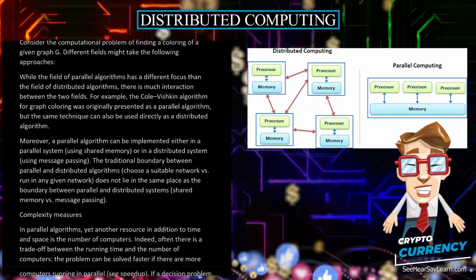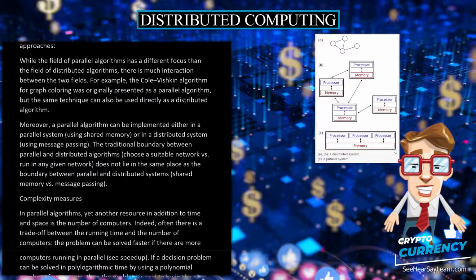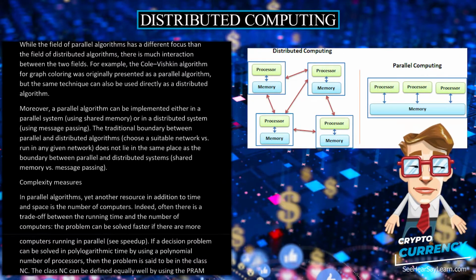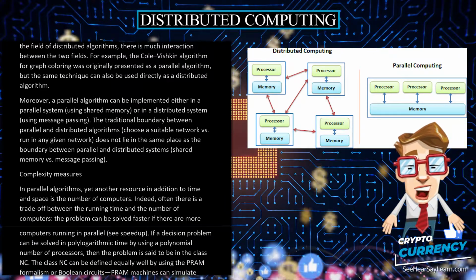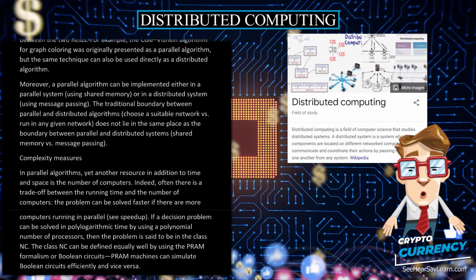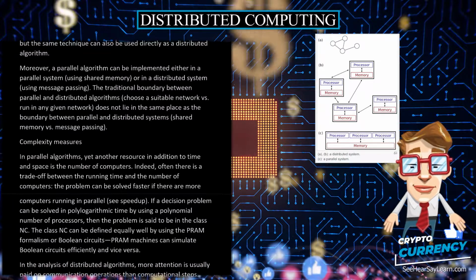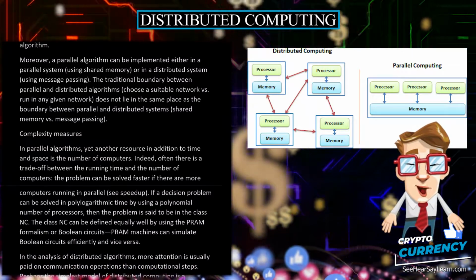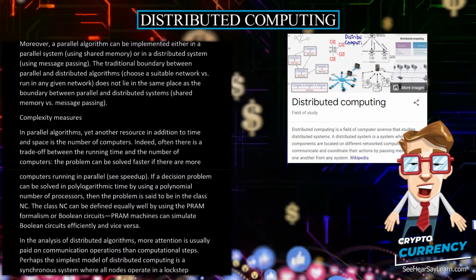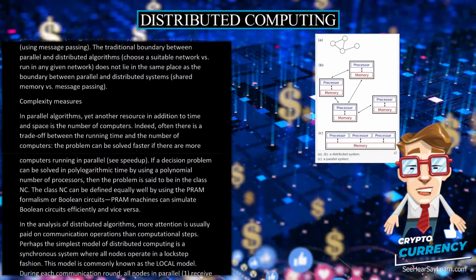Complexity measures. In parallel algorithms, yet another resource in addition to time and space is the number of computers. Indeed, often there is a trade-off between the running time and the number of computers. The problem can be solved faster if there are more computers running in parallel; see speedup. If a decision problem can be solved in polylogarithmic time by using a polynomial number of processors, then the problem is said to be in the class NC. The class NC can be defined equally well by using the PRAM formalism or Boolean circuits. PRAM machines can simulate Boolean circuits efficiently and vice versa.